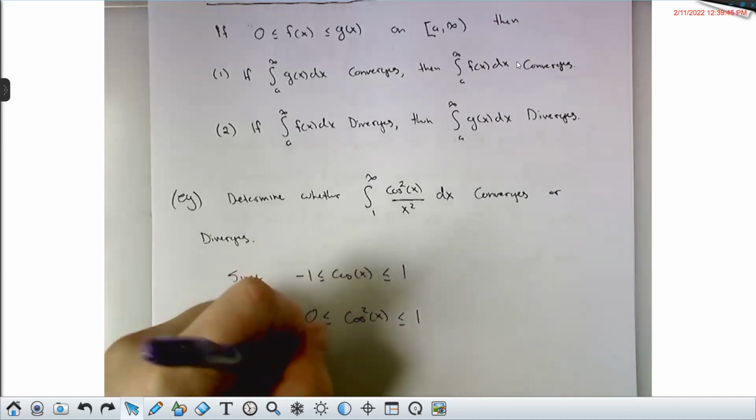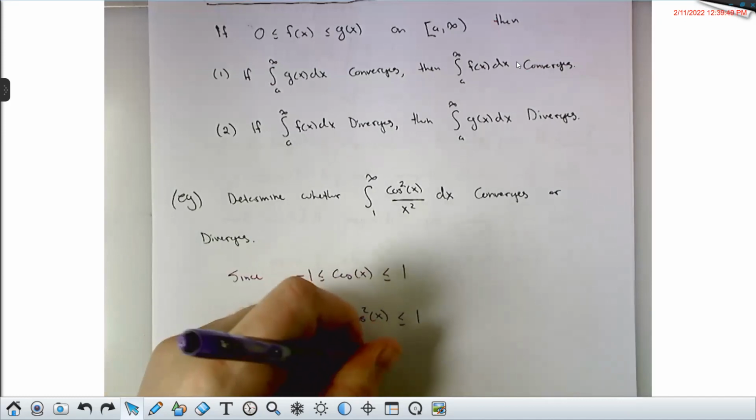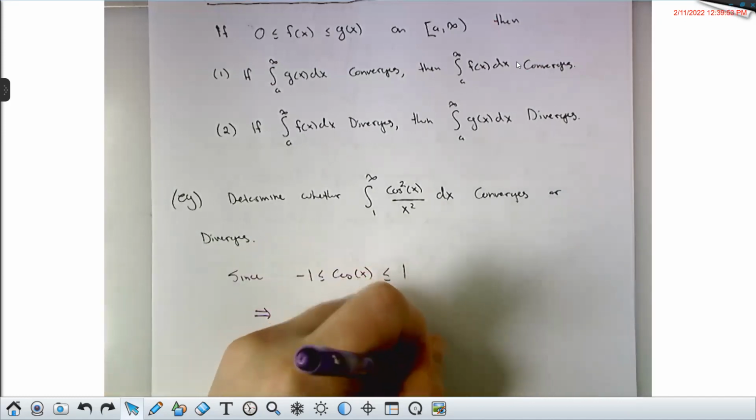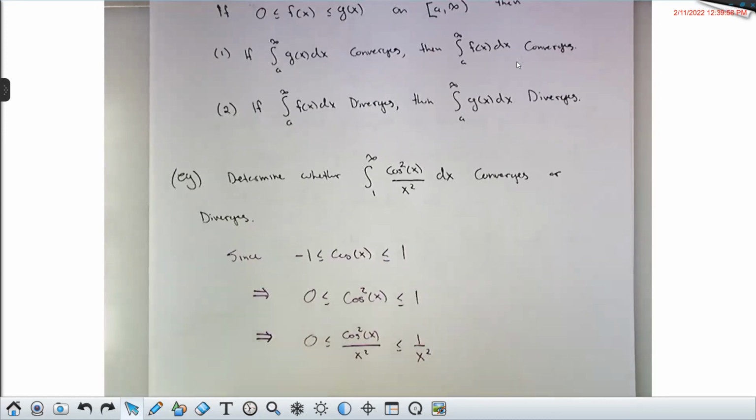Dividing through by x squared, we arrive at this inequality. And in a sense, this is a lot like the squeeze theorem, where you're going to build up an inequality that will allow you to appeal to some theorem. But rather than trying to squeeze one function between two other functions, you're just trying to squeeze one function underneath another.